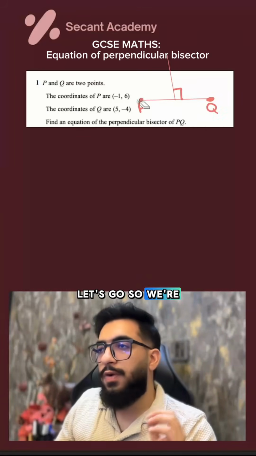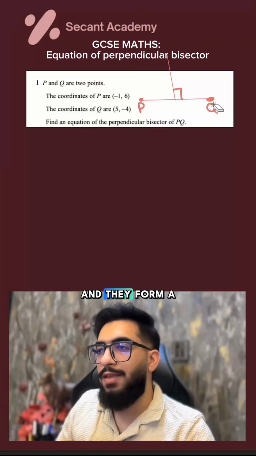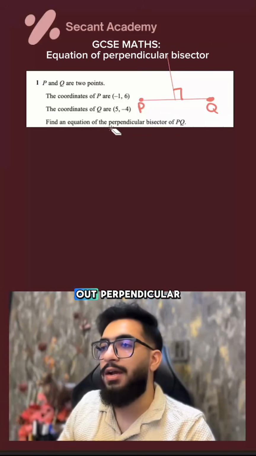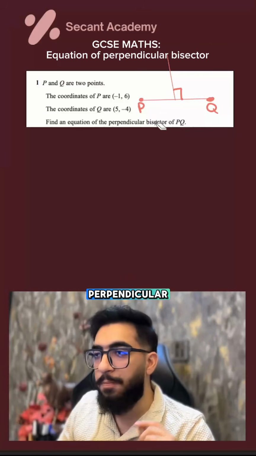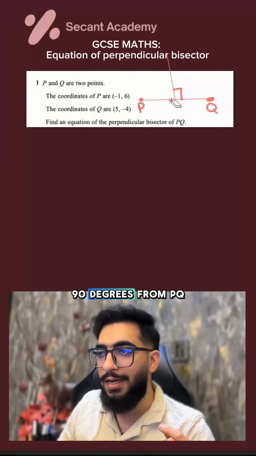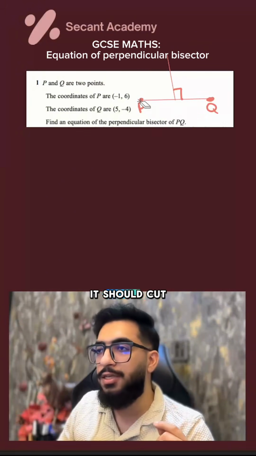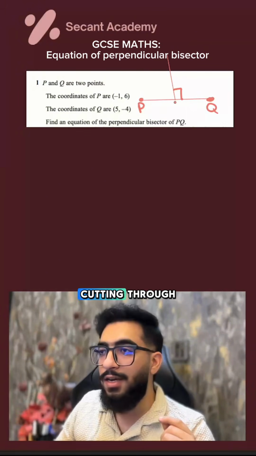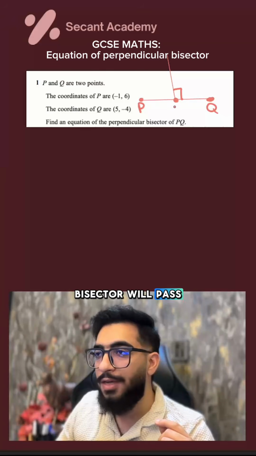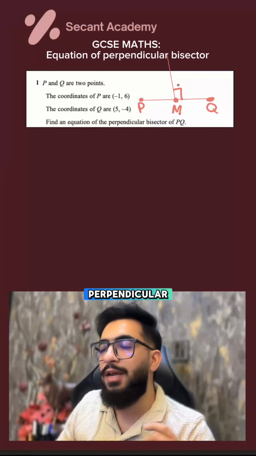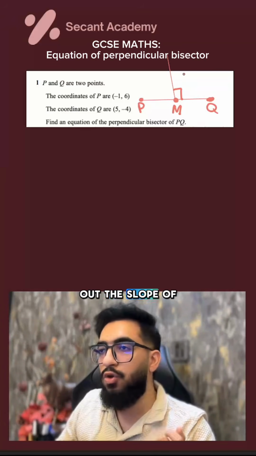Let's go. We're given two points, P and Q, which form a straight line. We have to find the equation of the perpendicular bisector. Perpendicular means it should be at 90 degrees to the line PQ, and bisector means it should cut through the middle. Since it cuts through the middle, the perpendicular bisector will pass through the midpoint, and since it's perpendicular, we'll take the negative reciprocal to find the slope of the perpendicular line.